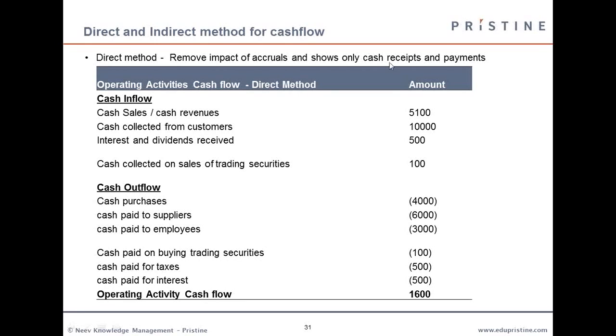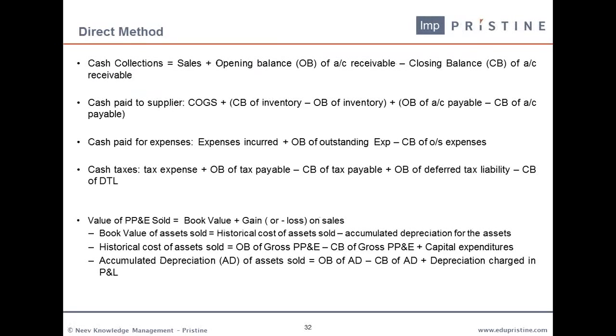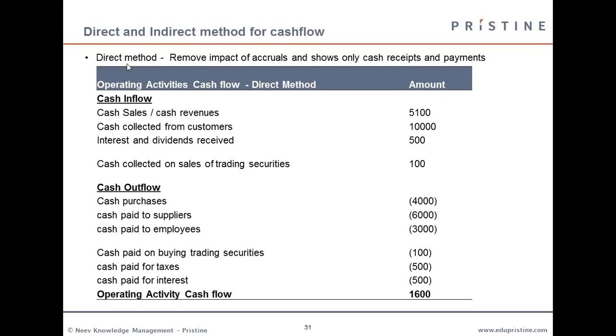So in case of direct method, here's a typical cash flow statement for your understanding. Here we directly have cash sales or revenues, the cash collected, interest and dividends received. These are the items that I earlier mentioned for you as operating activities. So I put up some values for them for your understanding. So directly we take all of these and try to find the operating activities, and then here are some basic formulae to calculate all these.